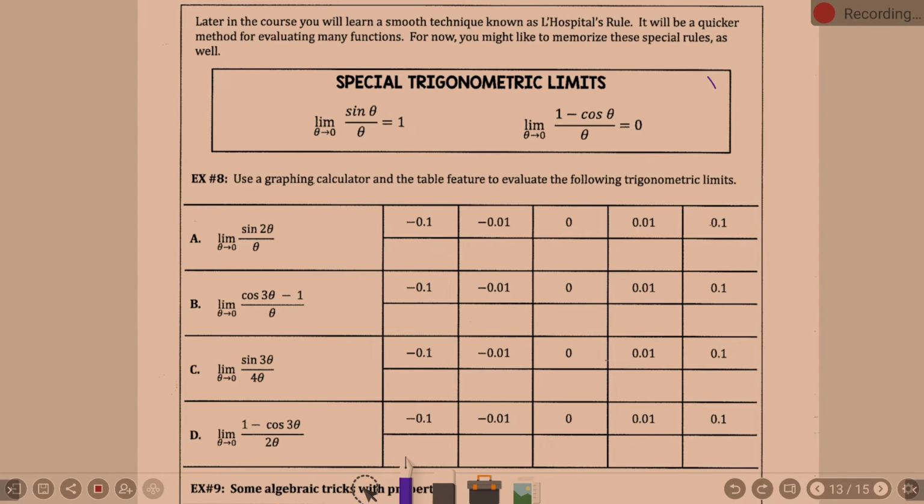One of these popped up a little bit on the last review because we mentioned it previously. The limit as theta approaches 0 of sine theta over theta is equal to 1. This one, I don't see as much, but it's always suggested that you memorize this other one, as theta approaches 0 as well: 1 minus cosine theta over theta equals 0.